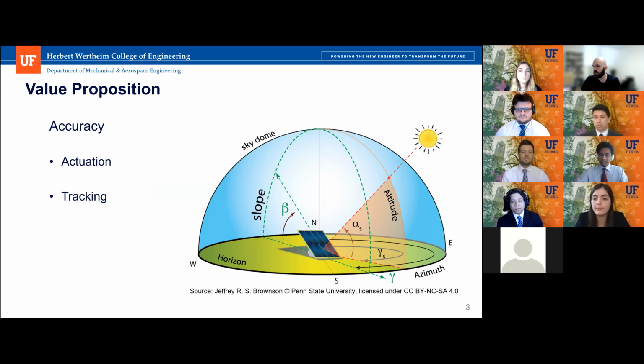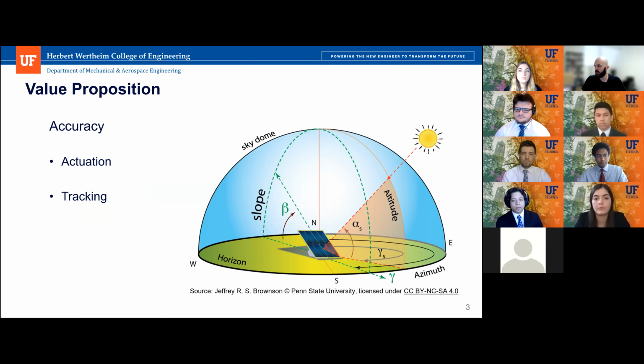As the name implies, the Accustat is intended to accurately track the sun's movement across both azimuthal and altitudinal angles in order to reflect the sunlight towards a central tower in a concentrated solar power plant. Key to our design are two elements, our actuation and tracking systems.